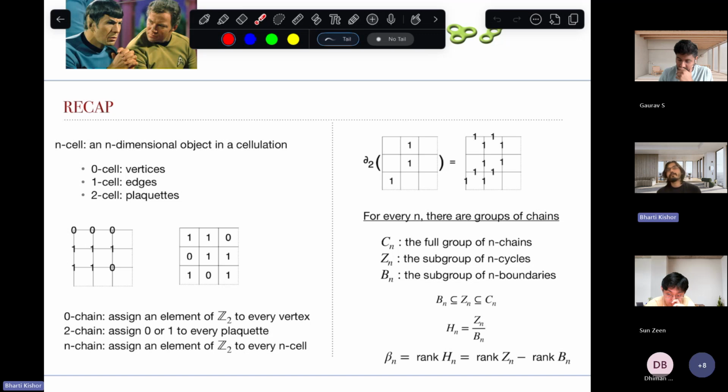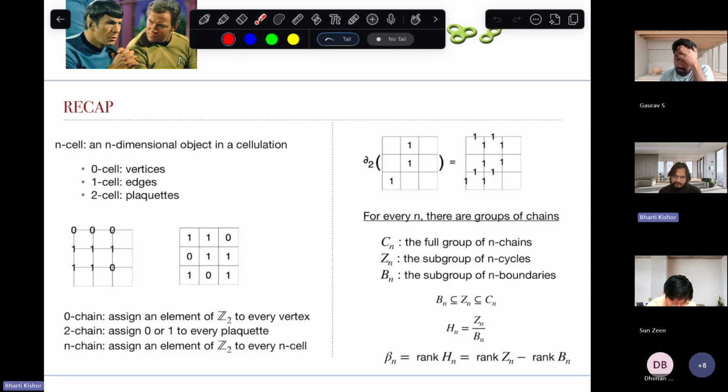Not all cycles are boundaries, but all boundaries are cycles. In language, there can be confusion, but mathematically, what I mean is that Bn is a subset of Zn, which is a subset of Cn. It's much more clear in this way. And then we talked about the homology group, which was the quotient Zn quotient Bn.